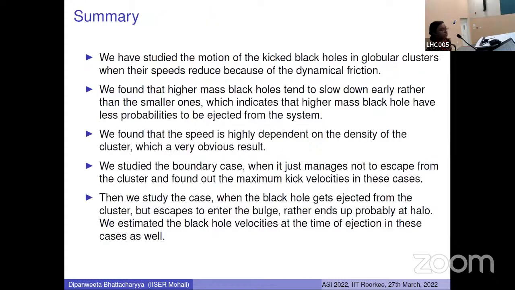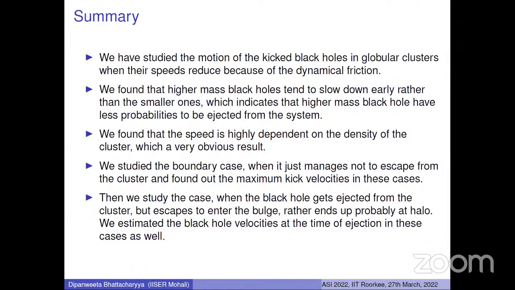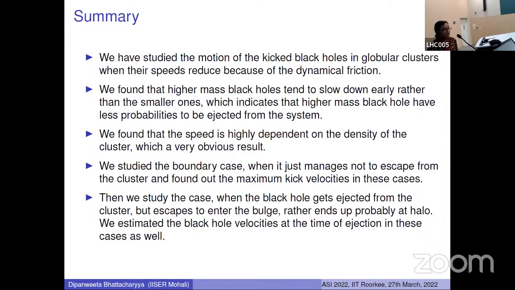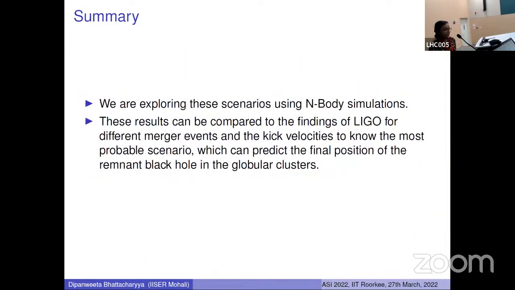So, to summarize, we have studied the motion of the peak black holes in globular clusters when their speeds reduce because of dynamical friction, and we have found that higher mass black holes tend to slow down earlier compared to the lower mass ones. Also the speed is highly dependent on the density, which is an obvious result. We studied the boundary case when it just manages not to escape from the cluster, and also found the maximum peak velocities in those cases. Then we studied the case where the black hole gets ejected from the cluster but escapes the bulge and rather ends up in a halo. We are exploring these scenarios using N-body simulations, and these results can be compared to the findings of LIGO for different merger events and the peak velocities to know the most probable scenario, which can predict the final position of the remnant black hole in globular clusters.